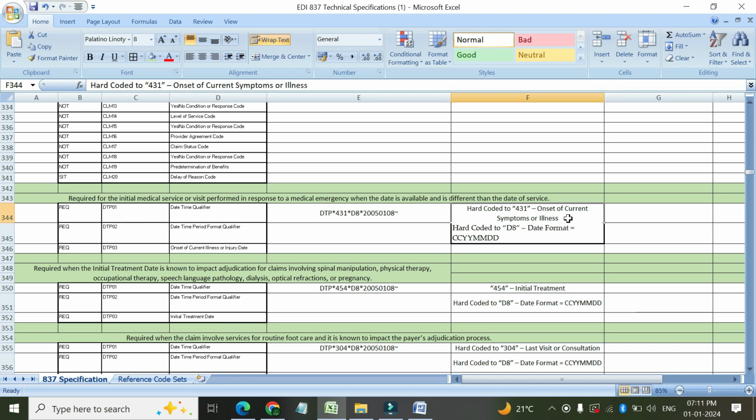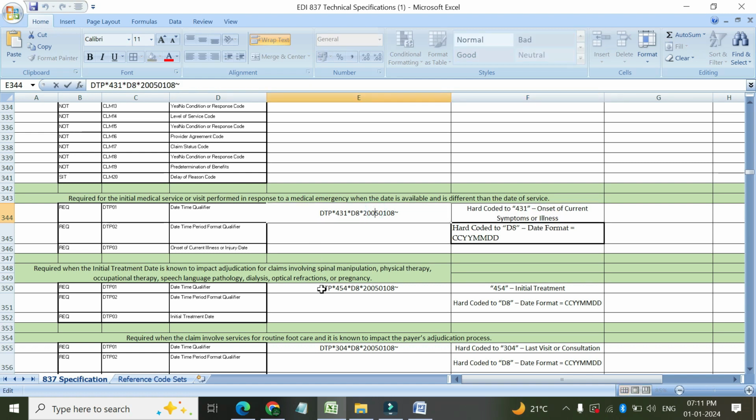The first date is onset of current symptoms or illness. Onset means when it actually started. Suppose you go to the doctor and tell them about your current symptoms. The simple question is, since when are you experiencing these symptoms? That's the date that goes here. You will see a lot of DTP segments, but with different qualifiers, like 431. 431 means the date that follows is the onset of current symptoms or illness.